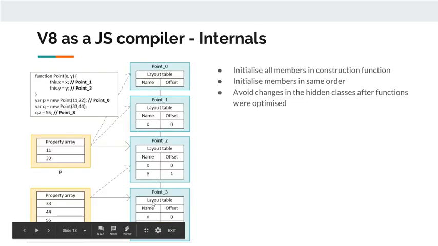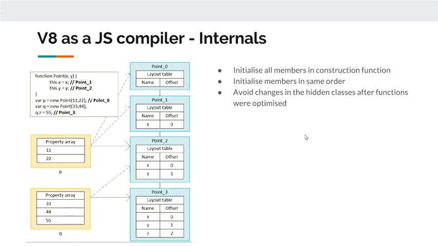So let's say we now have this kind of function and this kind of source code we are dealing with. This function is just like the previous one. We also construct a new point, and we also construct here a new point.